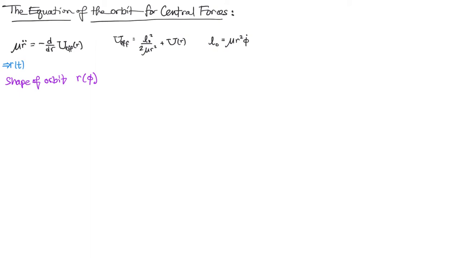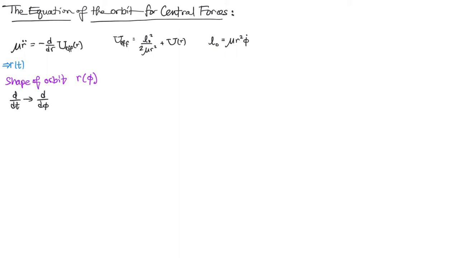So what we're going to do today is reformulate this equation of motion from an equation of motion in time to one that involves derivatives with respect to phi. So we want to take time derivatives and make them derivatives with respect to this angle, so that we'll have a differential equation with derivatives with respect to phi. Okay, so that's where we're heading today.